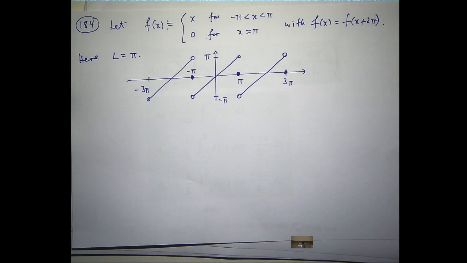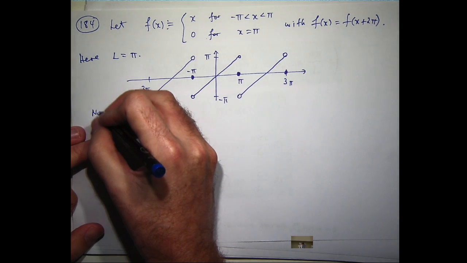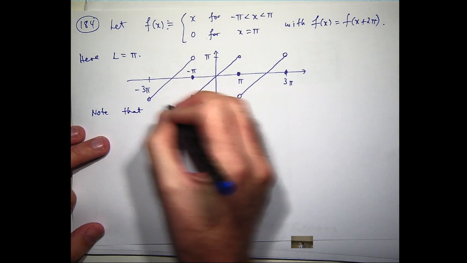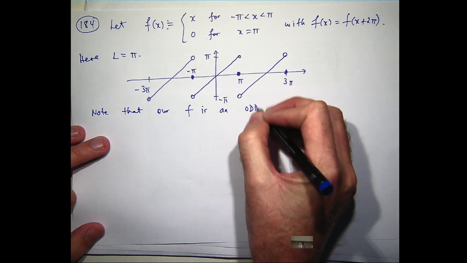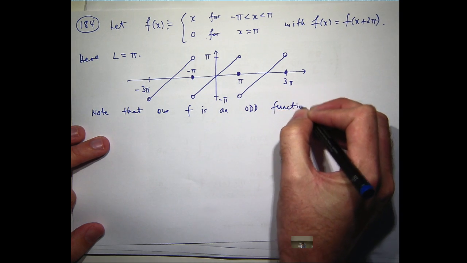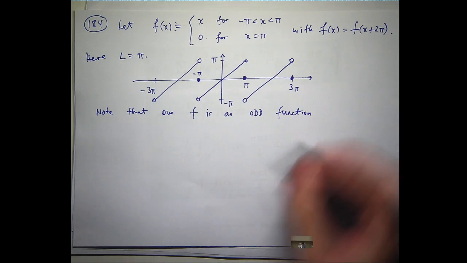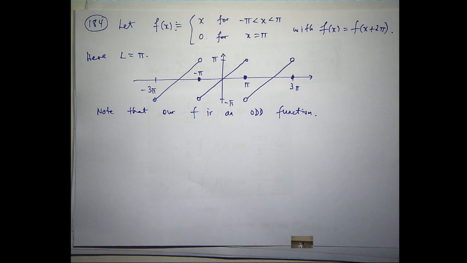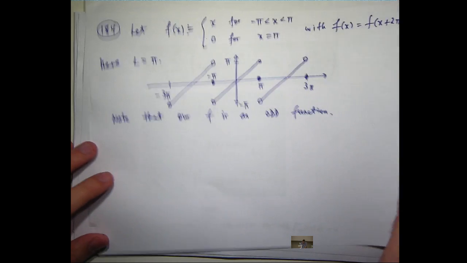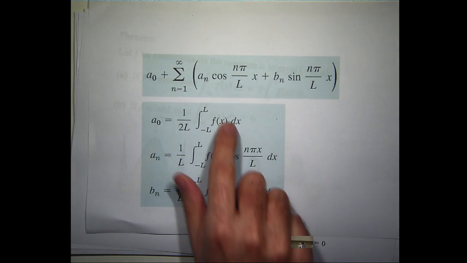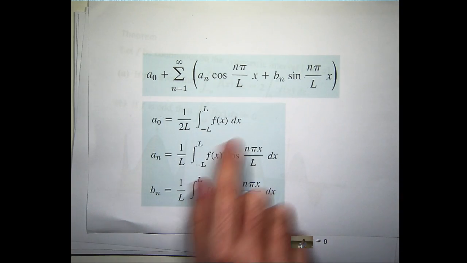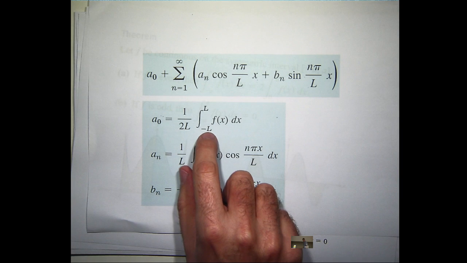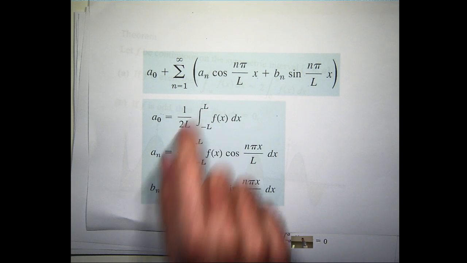Okay. Well, so what? Well, note that our f is an odd function. Okay, well, the reason that's important is because, firstly, if f's odd, I know that my a0 is going to be 0, because when I integrate an odd function on a symmetric interval, the answer is always 0.